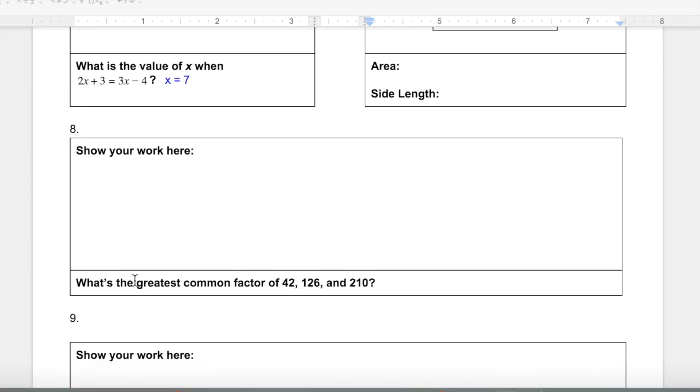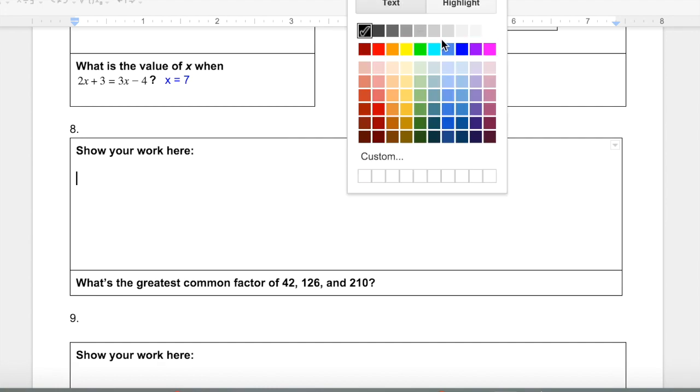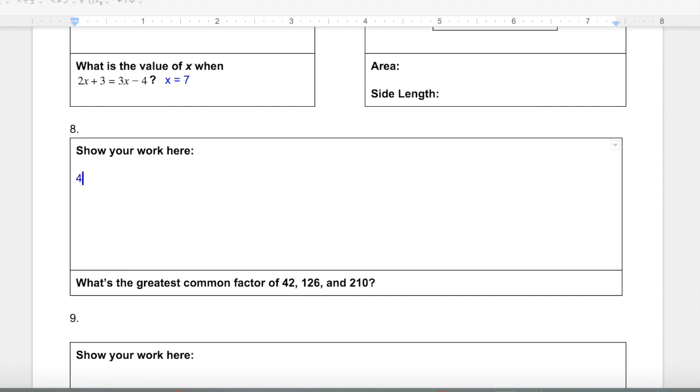Okay, number 8 says, what is the greatest common factor of 42, 126, and 210? So, we need to find out what the factors of each are. Factors of 42 are 1 and 42. Then we have 2 and 21. And I would assume 3 and 14. 4 is not a factor. 5 is not a factor. 6 and 7. So that's going to be it.